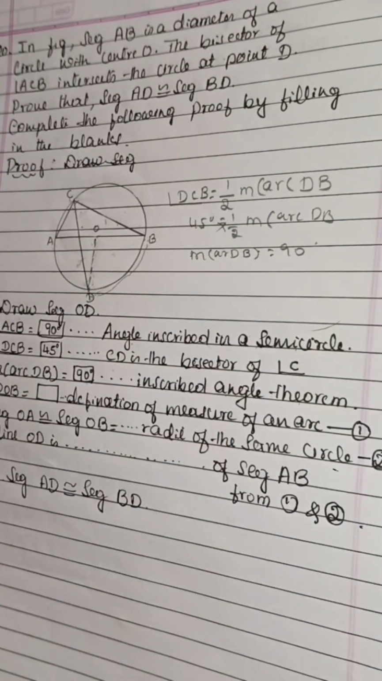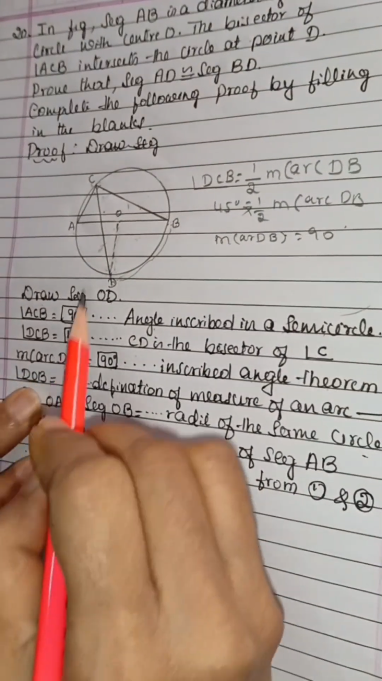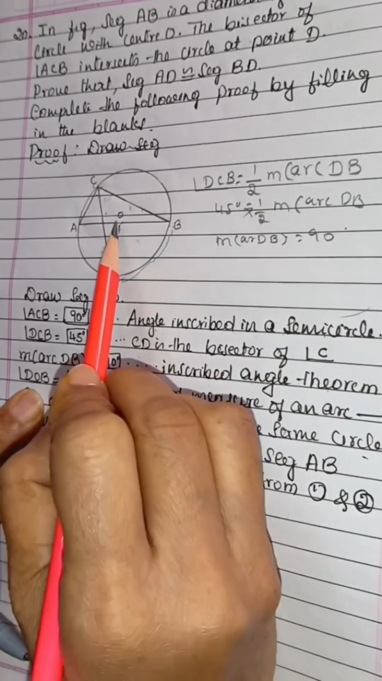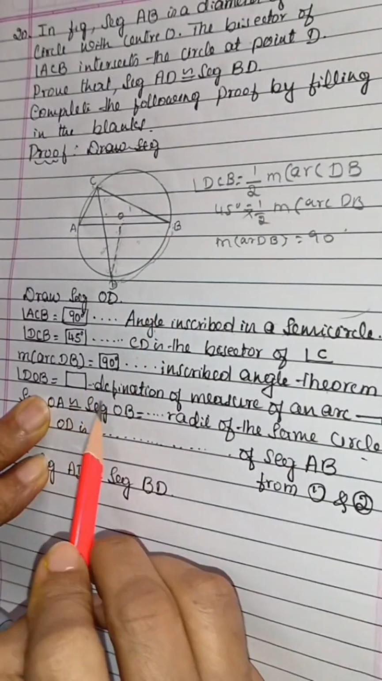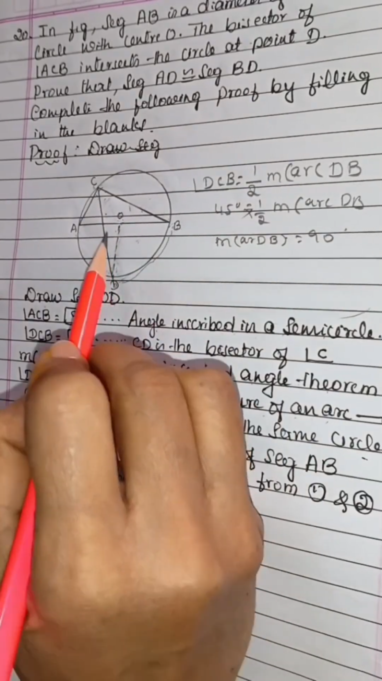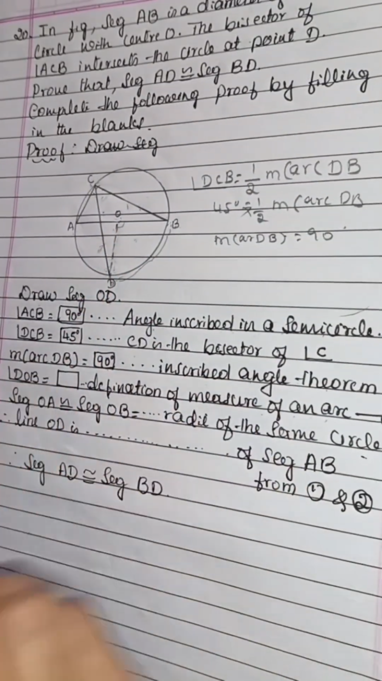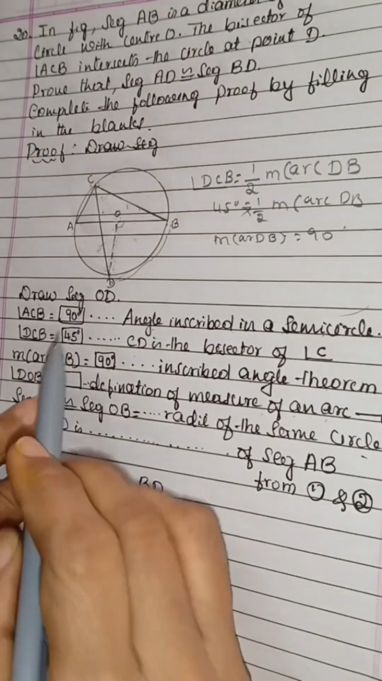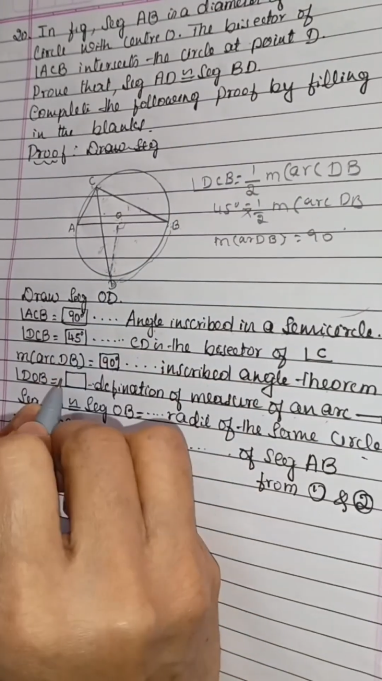Angle DOB, third. Next, angle DOB. Here it is the definition of measure of an arc. Angle DOB is again 90 degrees. This is what the definition of measure of arc says, no? Angle DOB is 90 degrees.